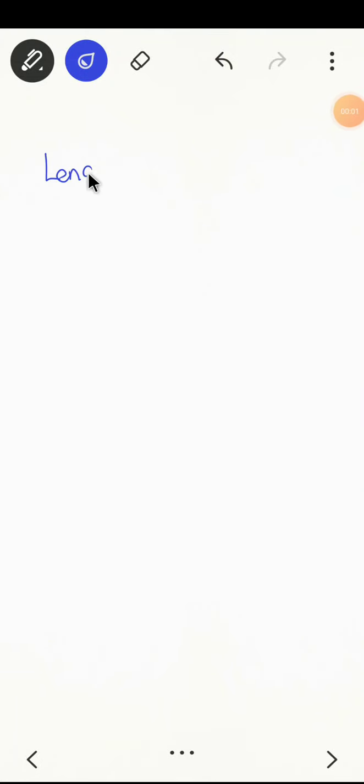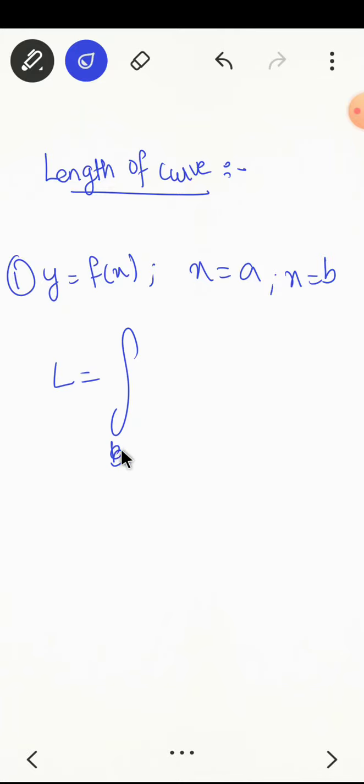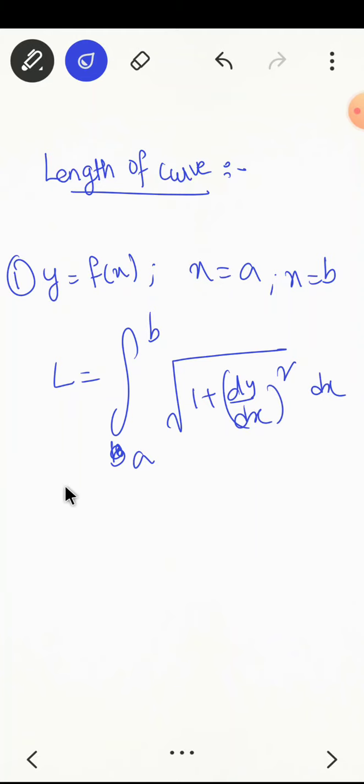Let me start with the length of a curve. What is the formula for finding the length of a curve? Suppose y is equal to f of x and the limits vary from x equal to a to x equal to b. Then the length of the curve can be given as the integral from a to b of root over 1 plus (dy by dx) whole square into dx.